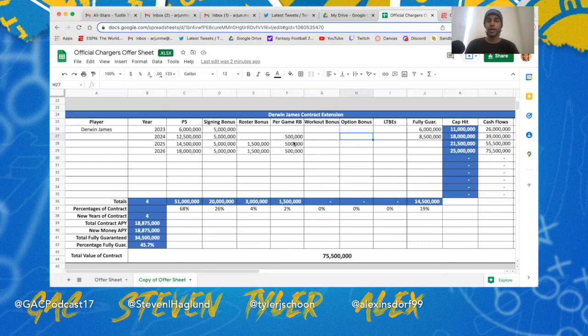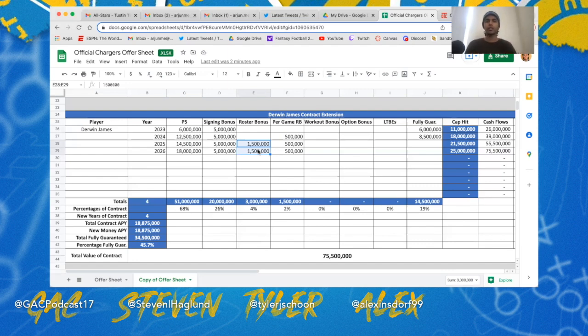bonuses in general. So I decided to give Derwin $500,000 in per game roster bonuses in the last 3 years of his deal, because this is kind of like a performance escalator to help him stay on the field, to motivate him to play in every game to get that bag. And then again, roster bonuses in the final 2 years, something that we've seen the Chargers do for their star players. Keenan Allen has roster bonuses in the final 2 years of his deal. Joey Bosa has roster bonuses, right?